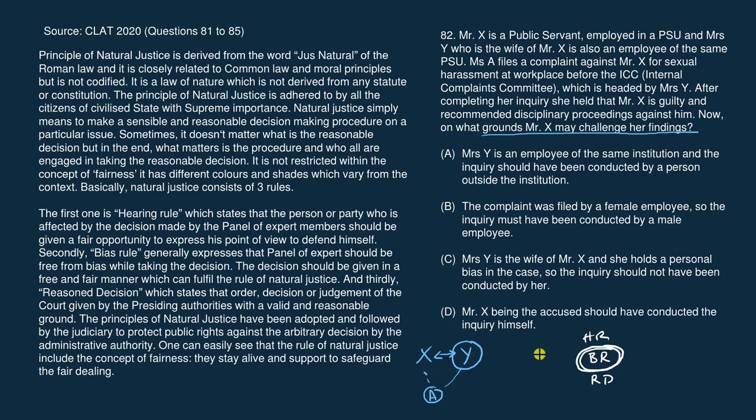His wife, who knows? Maybe at home they're not having a good relationship. Who knows? The question is merely asking on what grounds Mr. X may challenge the finding. Challenging the findings is about this bias rule, right? The panel should be free from any bias while taking the decision. Therefore, we are looking at the answer choice. I'm sure that there is an answer choice which speaks to you. Bias, I can see that in answer choice C. Mrs. Y is the wife of Mr. X, and she holds a personal bias in this case, so the inquiry should not have been conducted by her. That makes a lot of sense, right?